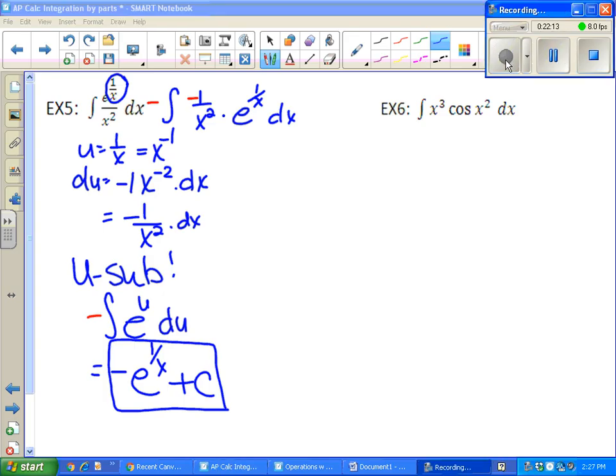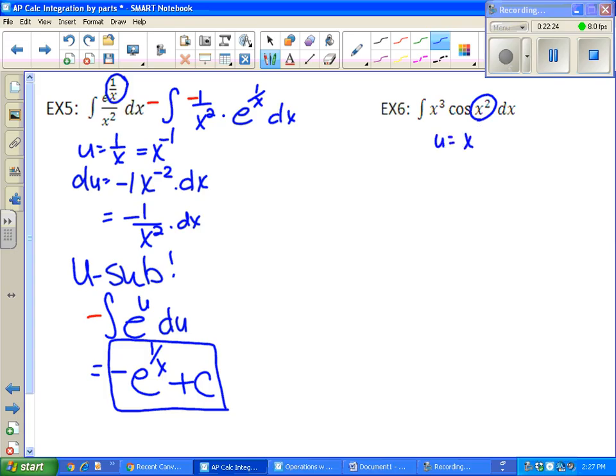All right, how about number 6? Well, here we go. We can try u sub. Usually we let the inside part of our cosine be our u, so let's check it. Okay, if we check it real close, 2x dx. I have an x, but it's x to the third, so I have too many x's. So I can't use u sub. No u sub this time.